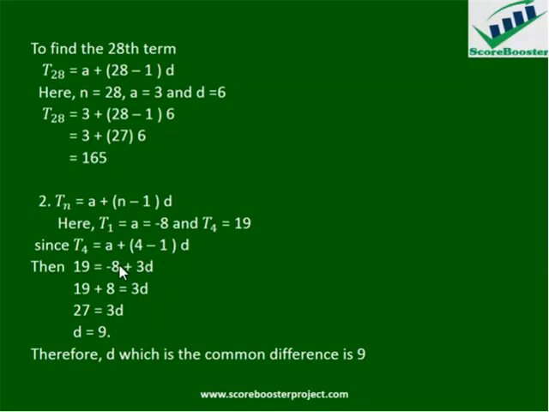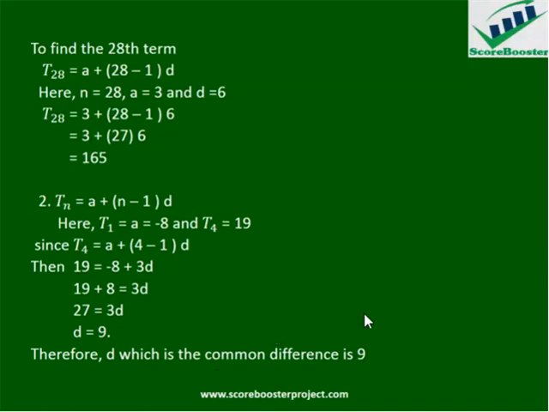So we'll collect the like terms, bring minus 8 to this side, it changes to plus 8. 19 plus 8 will give 27 equals 3D. So to make D the subject of the formula, we divide through by 3. So D will be equal to 9. Therefore, D, which is the common difference, is 9.